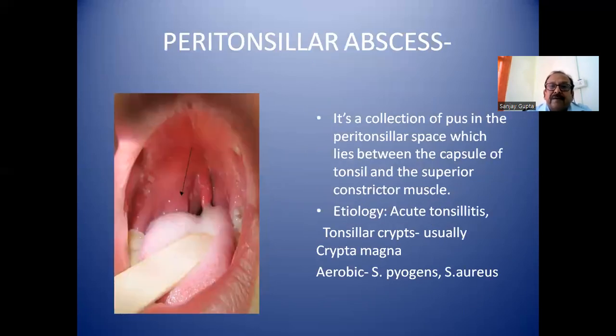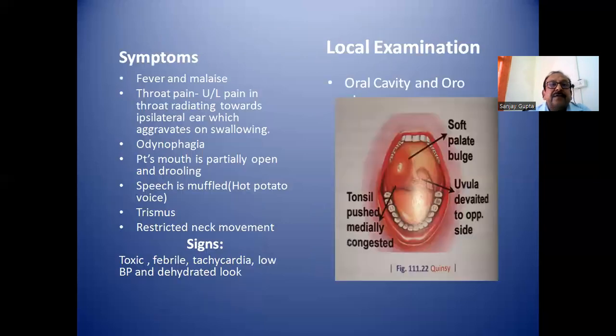Peritonsillar abscess. It is a collection of pus in the peritonsillar space, which lies between the capsule of the tonsil and the superior constrictor muscle. Etiology is untreated or complicated acute tonsillitis. Organisms are streptococci and Staph aureus. Symptoms are fever, malaise, throat pain, radiating towards the ipsilateral ear, aggravated on swallowing. There is odynophagia, painful swallowing.